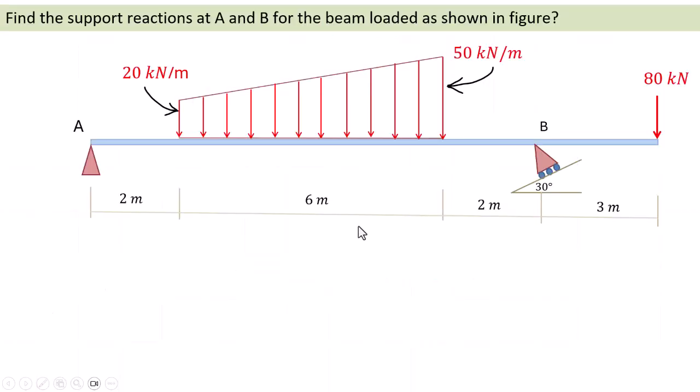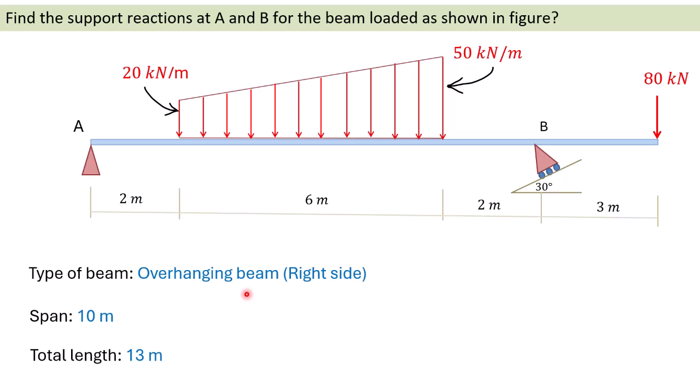In this video lesson, we are going to find support reactions of the beam. This is the problem statement. We have an overhanging beam with a hinge support at A and an inclined roller support at B. The beam is subjected to a point load and a trapezoidal distributed load, which is a combination of UDL and UVL. The details of the beam are as given here.